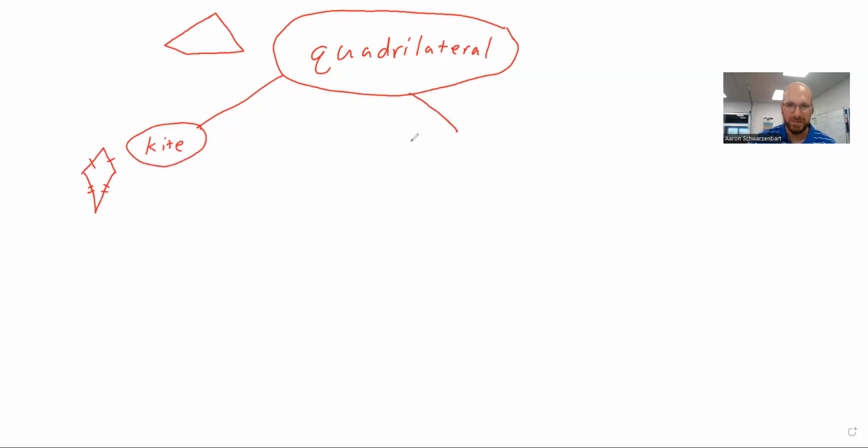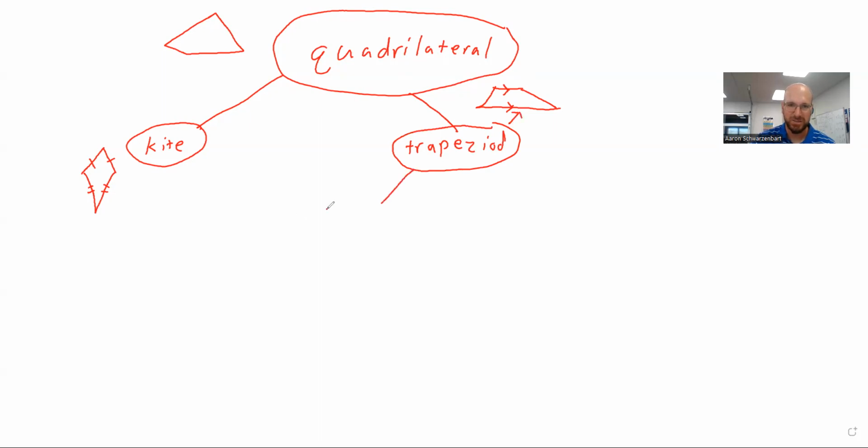Another type is called a trapezoid. Trapezoid is very different than a kite. We did the area of these the other day. So a trapezoid is a figure with one set of parallel sides. These little arrows here mean these lines are parallel. That is a trapezoid.